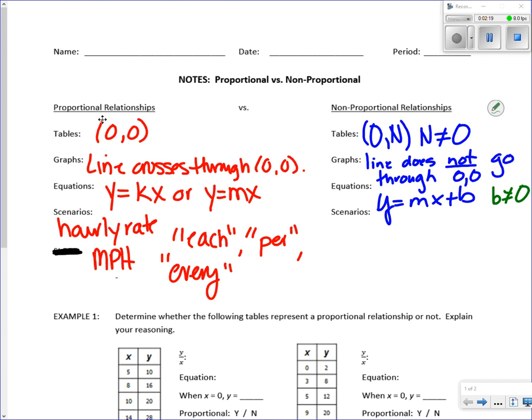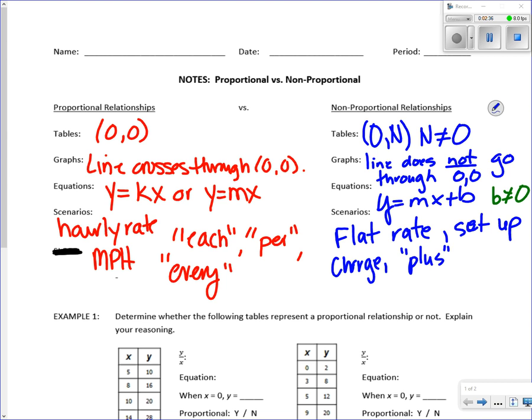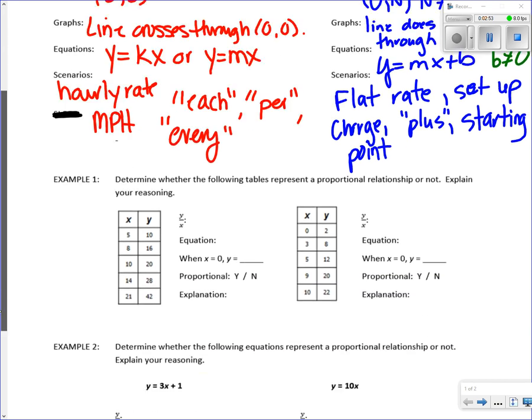And on scenarios, look for a flat rate, like a setup charge, where it says plus, like a starting point, like we did the water level one. And remember, it does not have to be positive. It can be a negative number, but any number that is not 0, obviously.